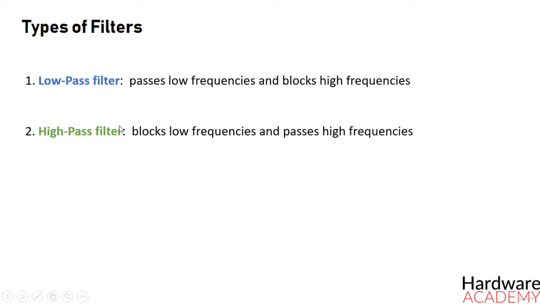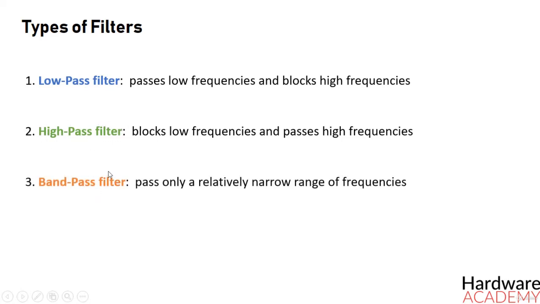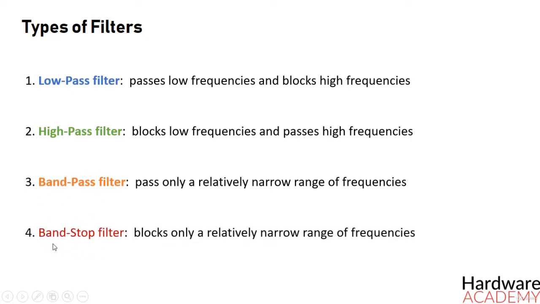There are also bandpass filters, which pass only a relatively narrow range of frequencies, and band-stop filters, which block only a relatively narrow range of frequencies. Filter circuits such as low-pass filters, high-pass filters, bandpass filters, and band-stop filters shape the frequency content of signals by allowing only certain frequencies to pass through.